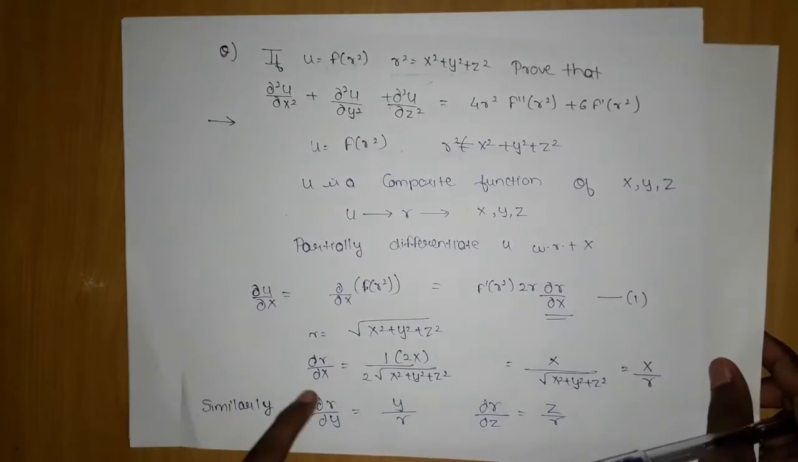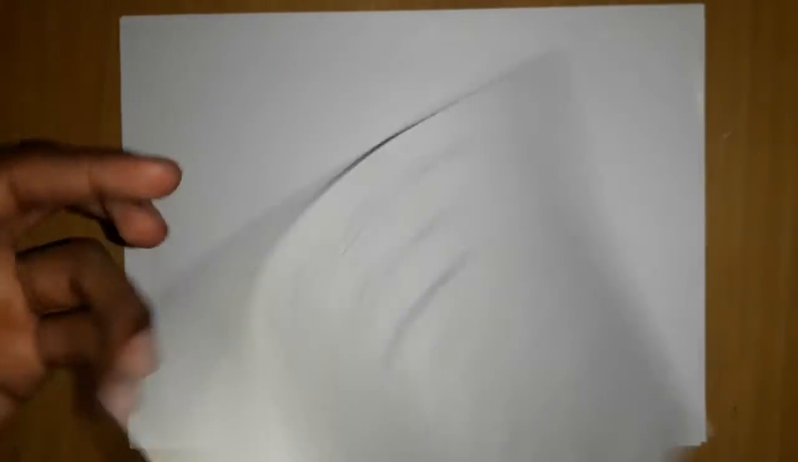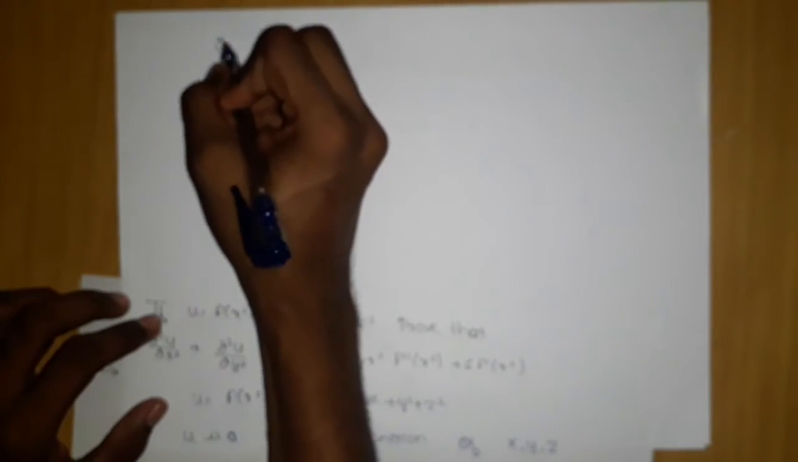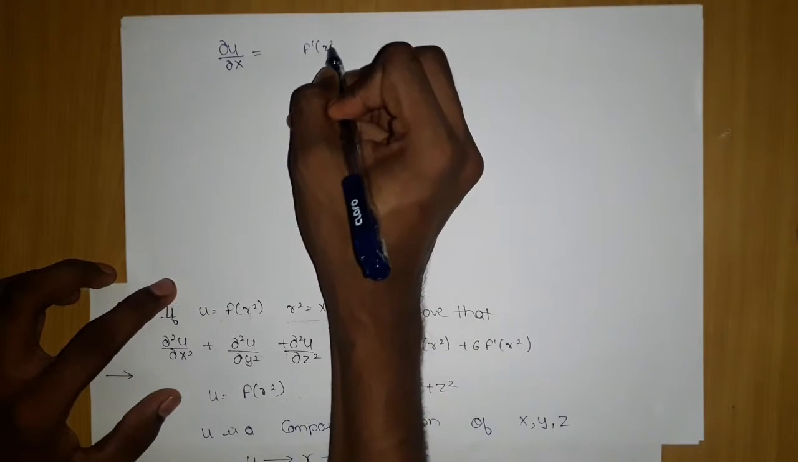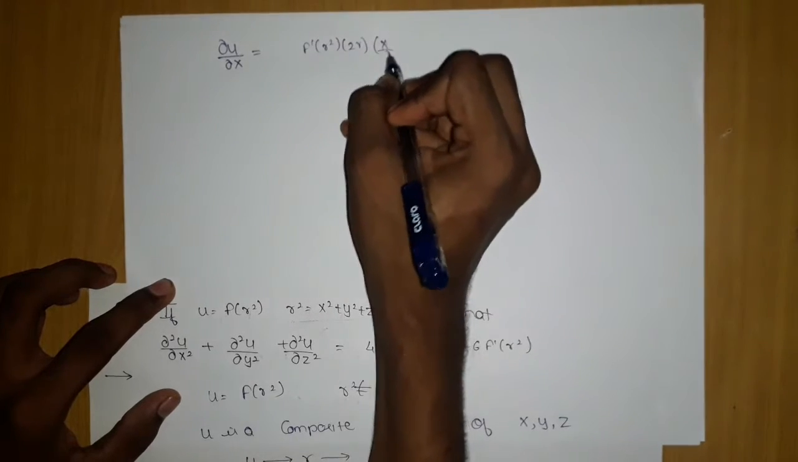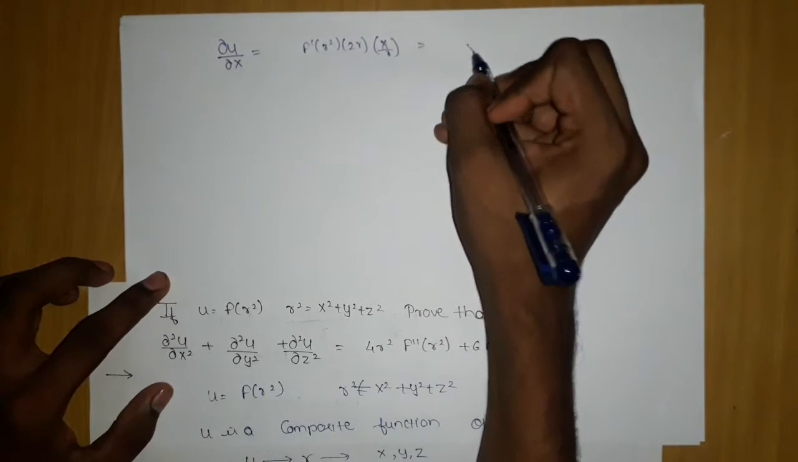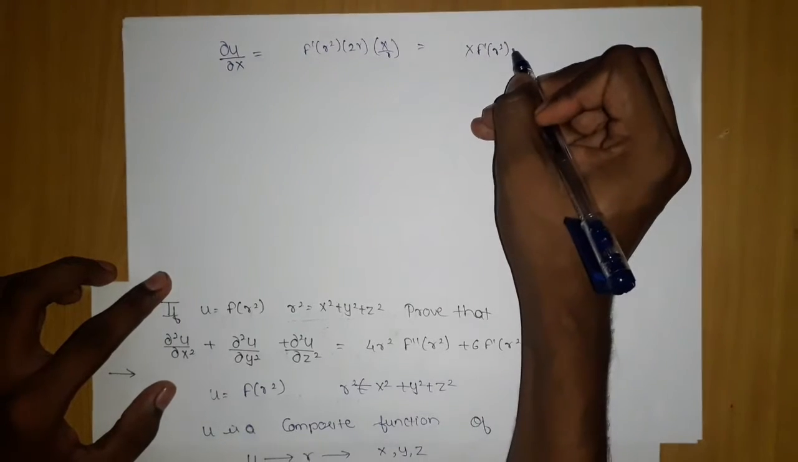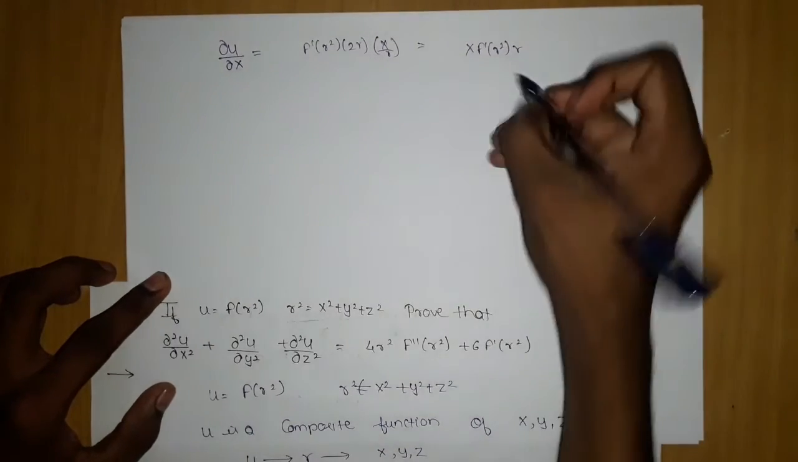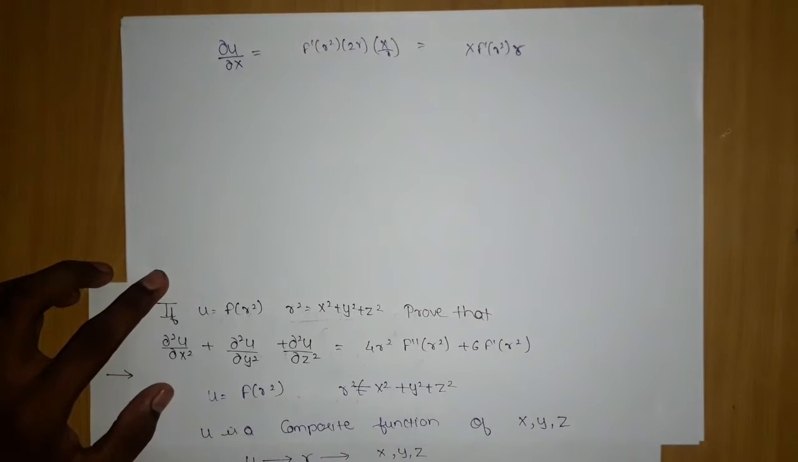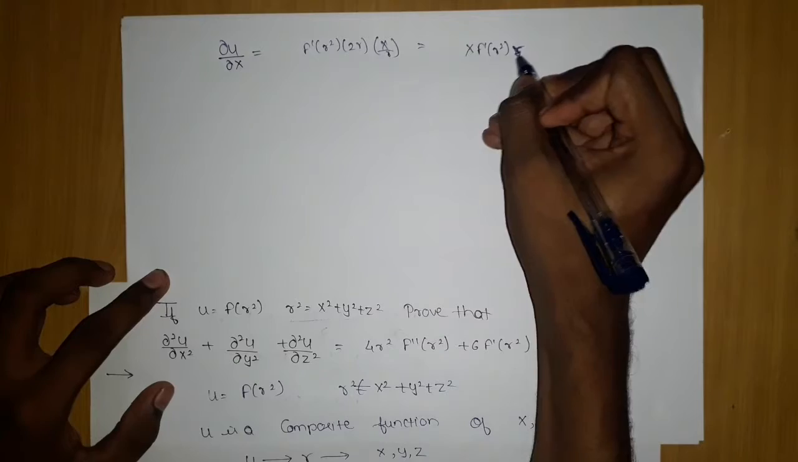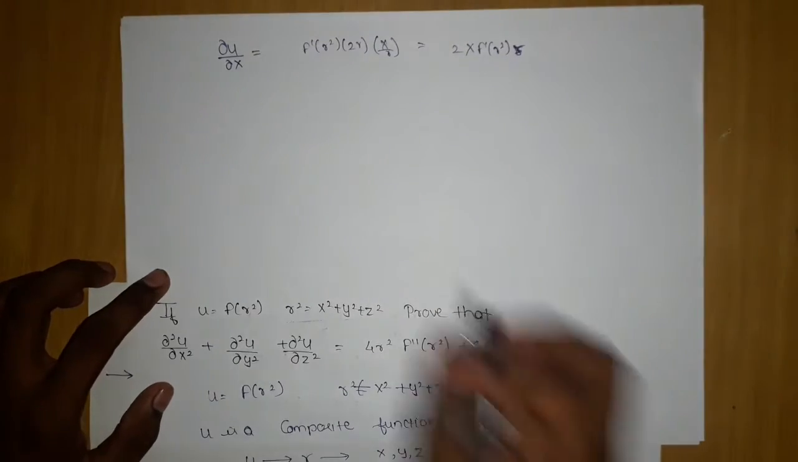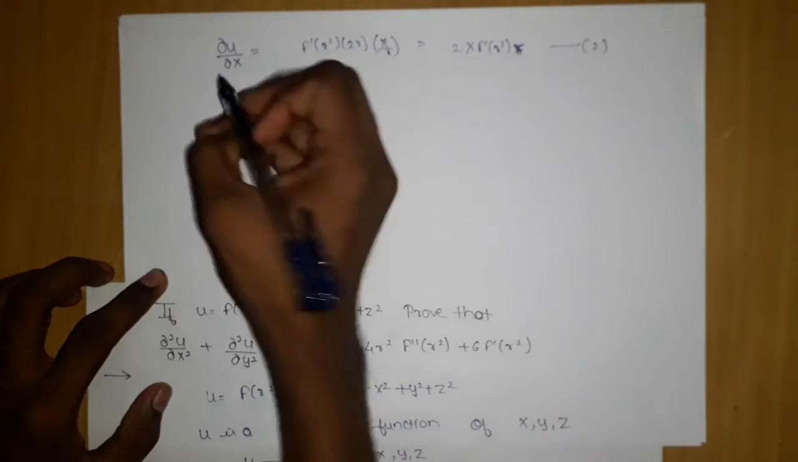Now let's substitute dr by dx in this. So what we are going to get is dou u by dou x will be nothing but f dash r square into 2r into x by r, which will give me finally x into f dash r square into 2. So we are done with this. The r will cancel out here, there will be no r. It will be 2x f dash r square. Now let's call it 2.